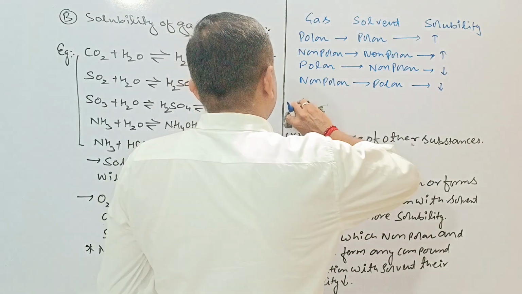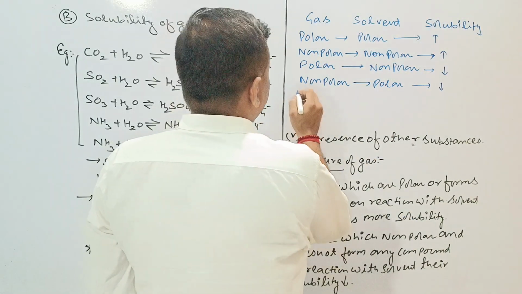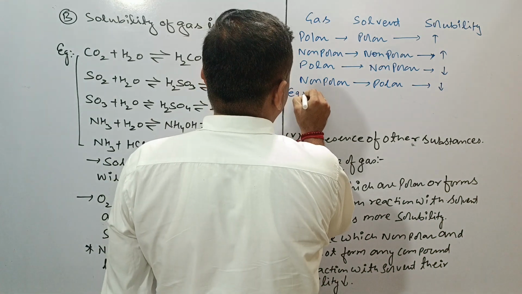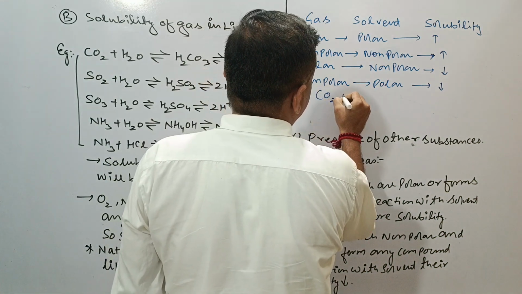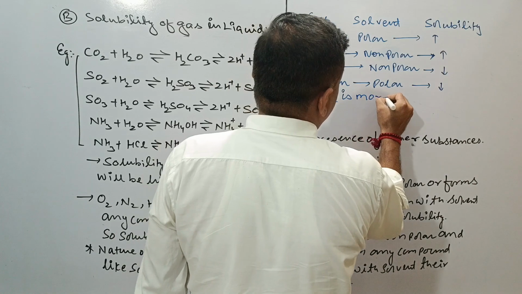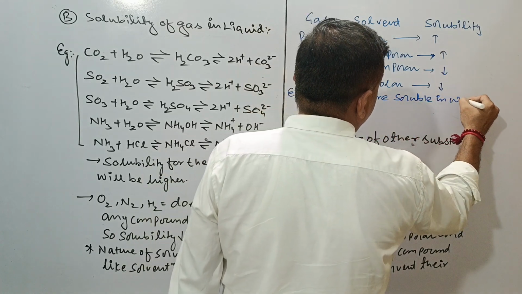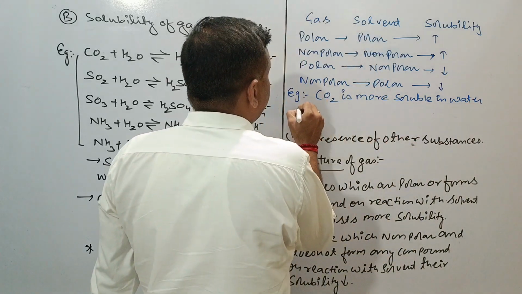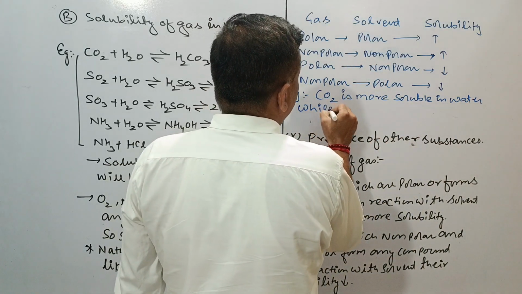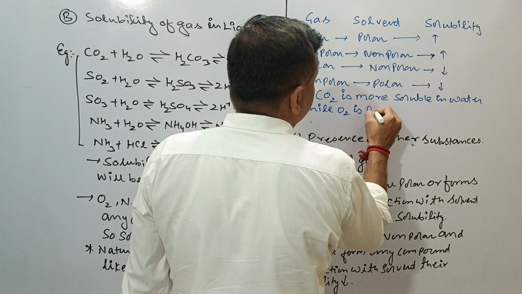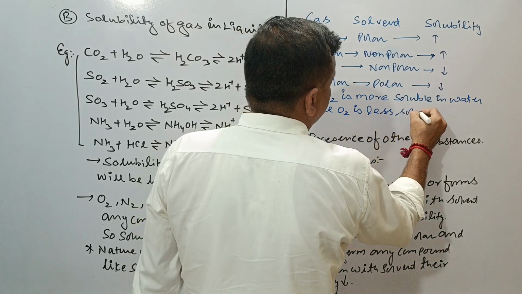इसीलिए पर्टिकुलर, due to this reason, CO2 is more soluble in water while O2 is less soluble.